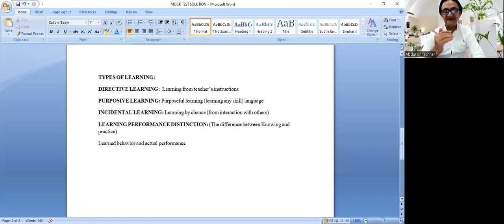And the second thing, incidental learning, that you learn by chance. Suppose when we interact, when we explore websites, and when we have a chit chat, suddenly ideas come to our mind and we learn from them. Now this is the most important and very interesting one, the last, learning performance disconnections. That means the difference between learned behavior and actual performance.